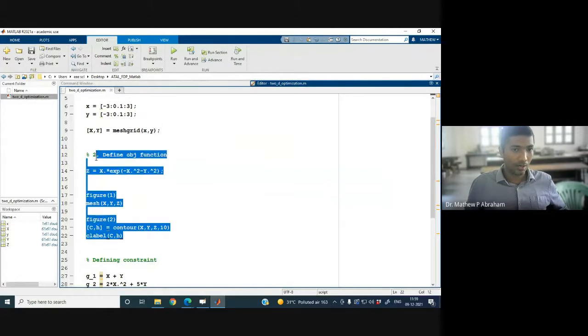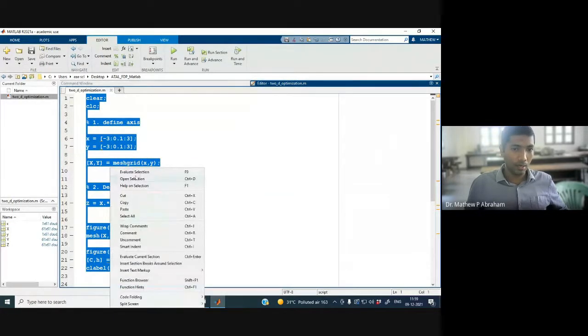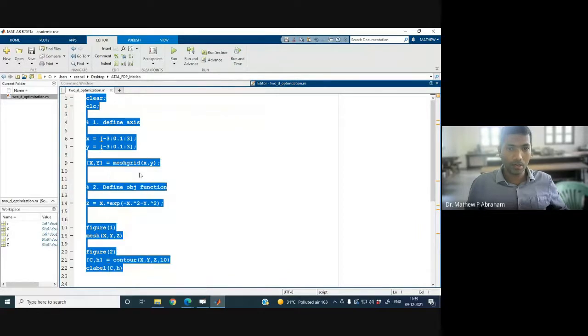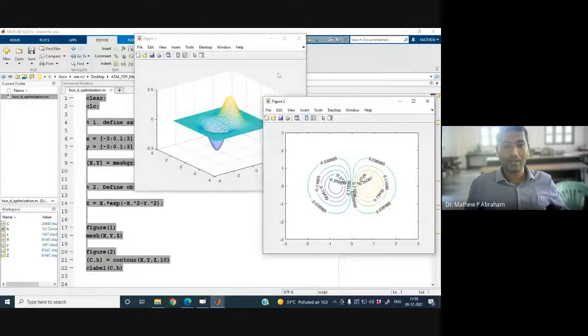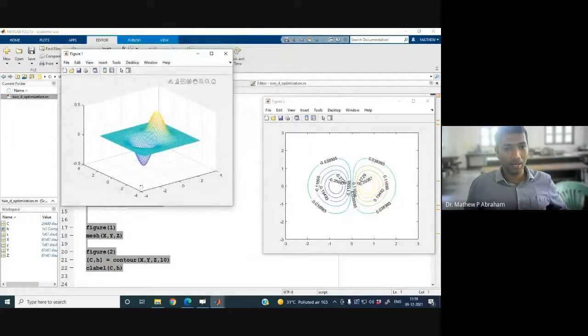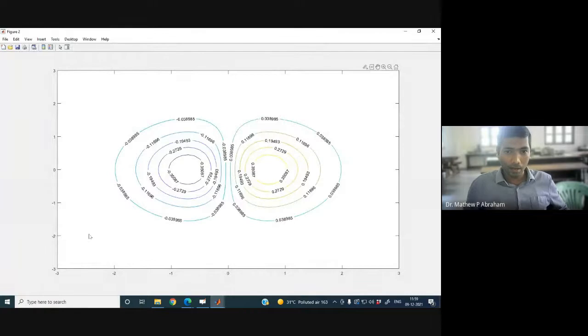So I'll just try to show this. There we'll see both the function as well as the contour. Figure 1 is the function which I have already shown, and figure 2 is the contour. What the contour says is that if we are cutting at certain points, the value at those points is what is written in the circles.